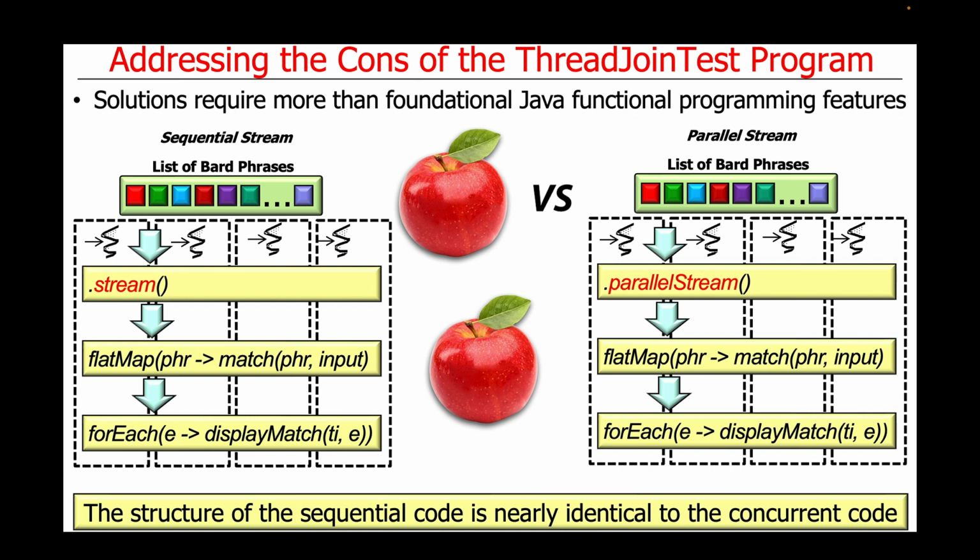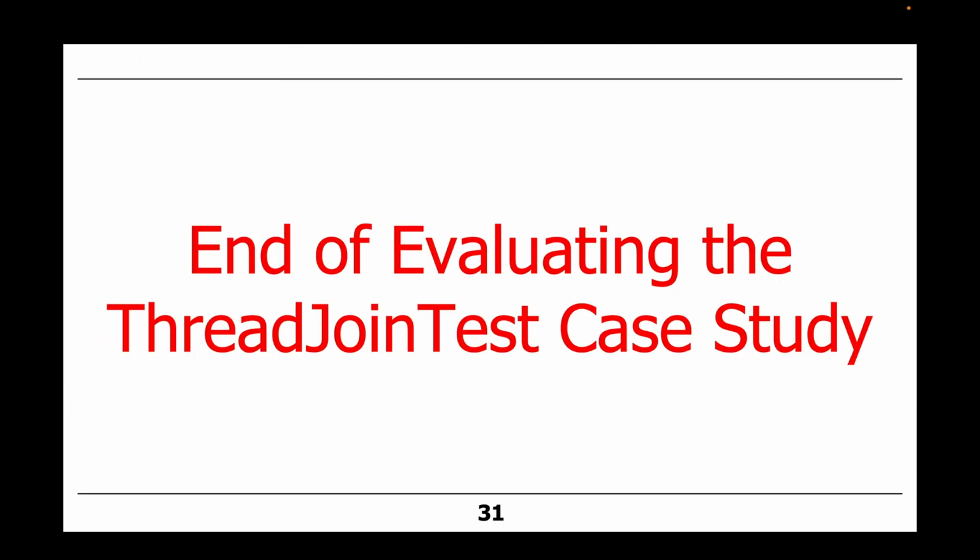In particular, the only real difference is that the sequential version uses the .stream factory method to create a sequential stream, whereas the parallel version uses the .parallelStream factory method to create a parallel stream. So that's the end of our evaluation of the pros and cons of the ThreadJoinTest case study. Hopefully you have a better understanding of how Java functional programming features represent an improvement over the more traditional object-oriented features, as well as a renewed interest in learning more about Java's advanced functional programming features, such as streams and parallel streams.